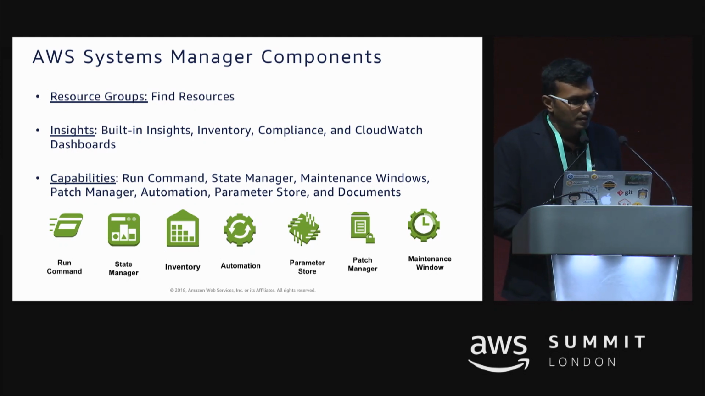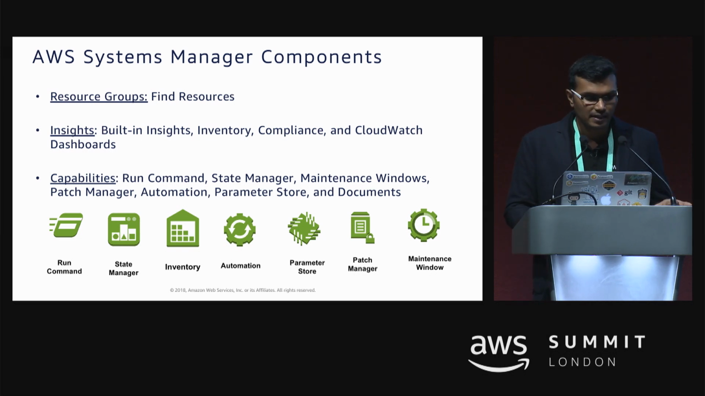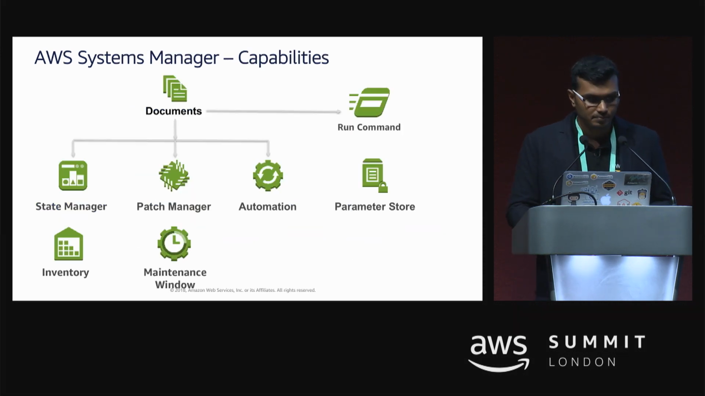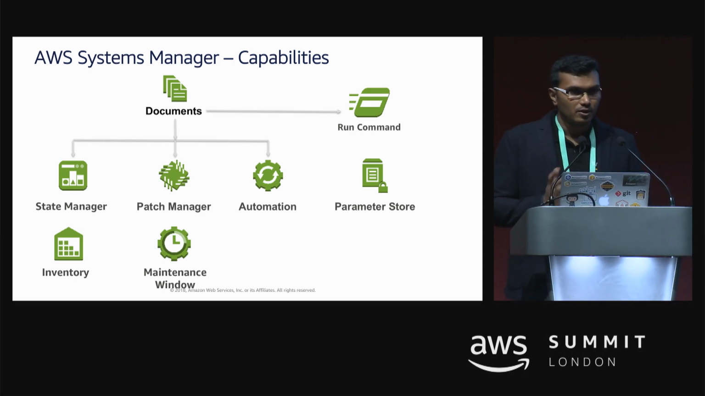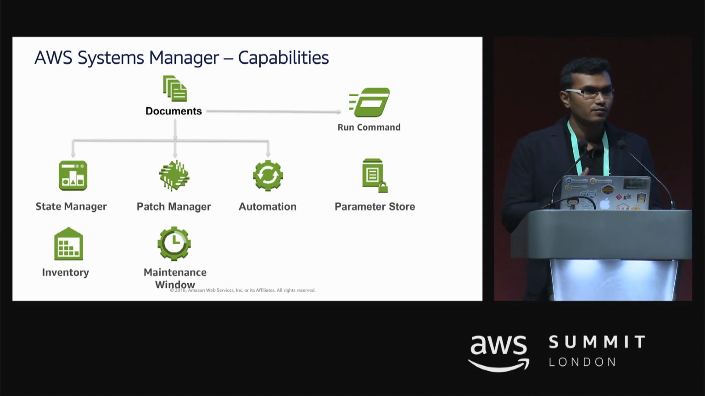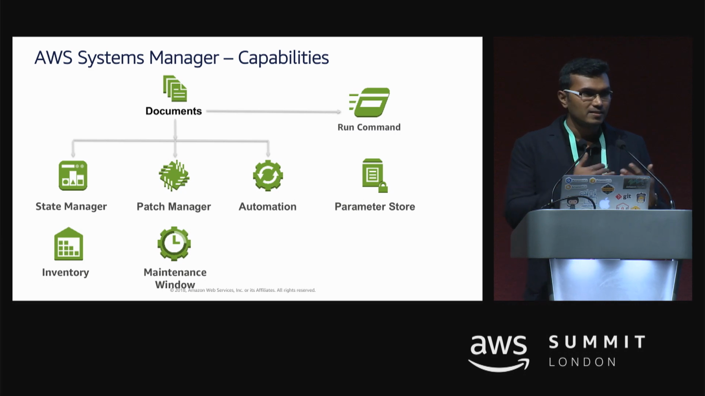In terms of the capabilities, there are about 8 capabilities that come with Systems Manager: run command, state manager, patch manager, maintenance window, inventory, automation, parameter store. So let's see how all of these components or capabilities hang together. So the core is a feature called documents. So the documents are a set of instructions that you author either in YAML or in JSON format. So it basically has actions for what you want to do.